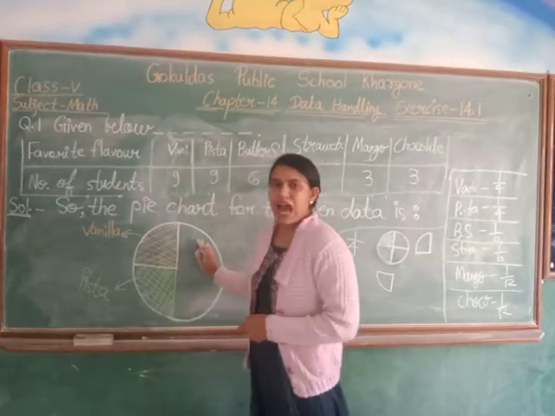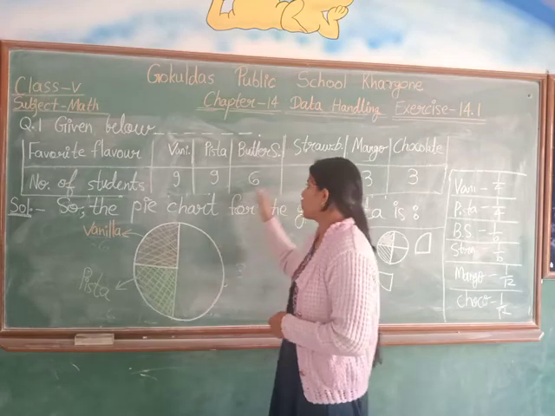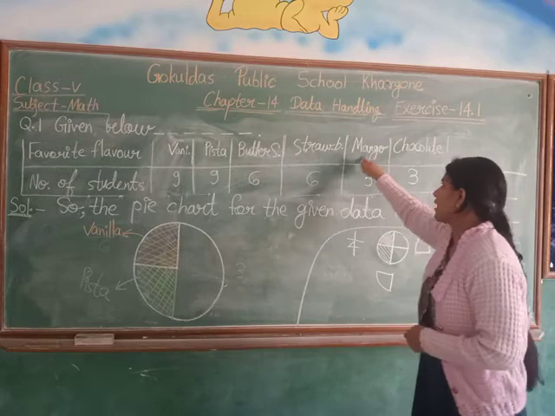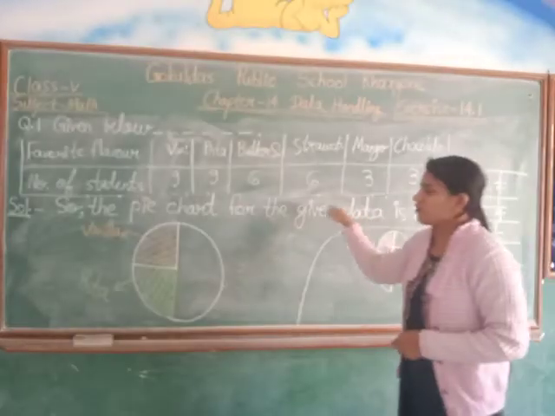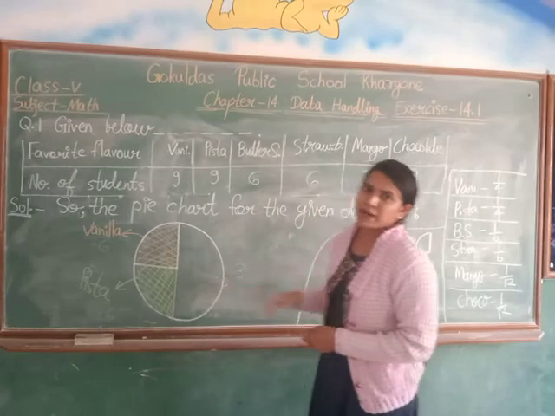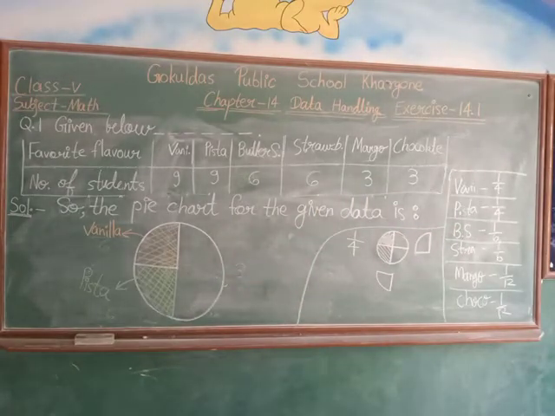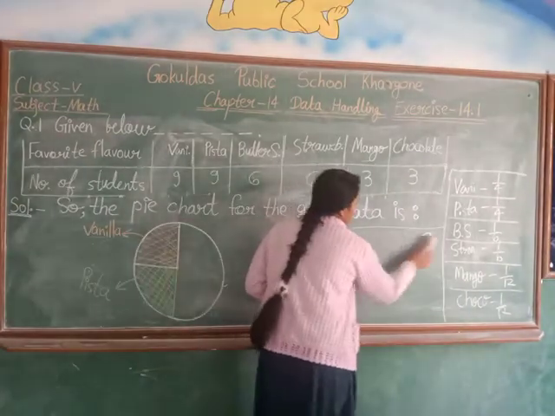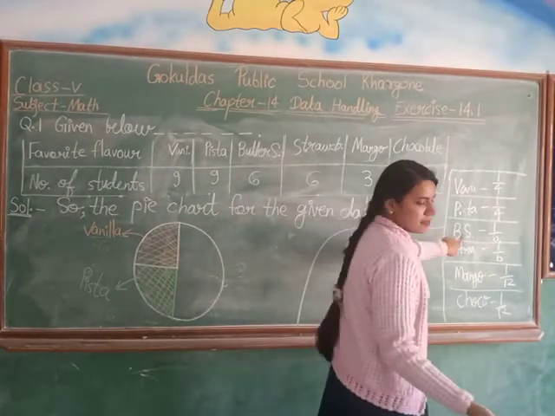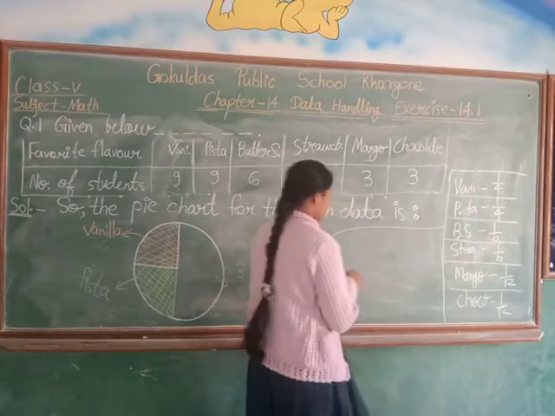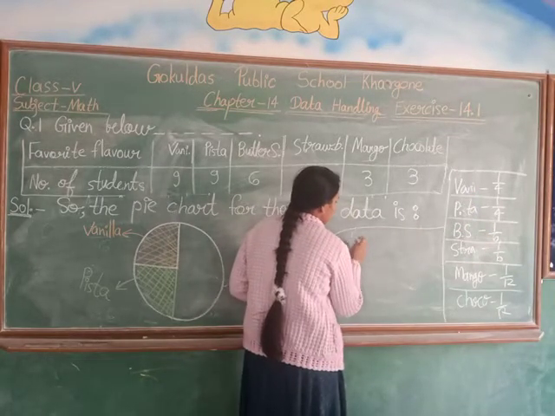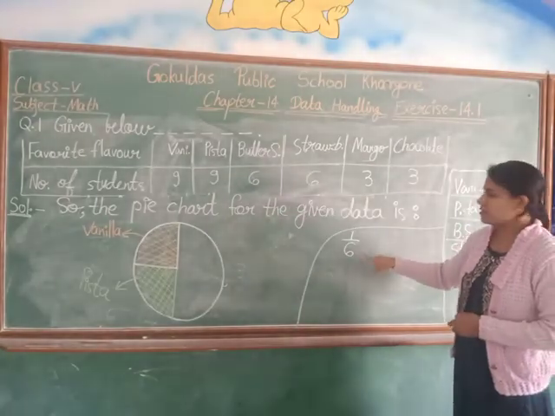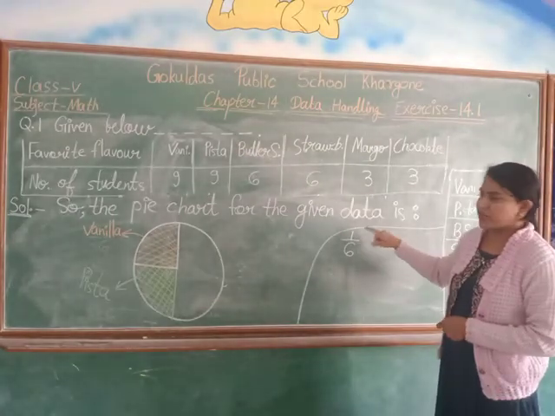Now we are left with the half circle. On this half circle, we will show the remaining flavors: butterscotch, strawberry, mango, and chocolate. All these 4 flavors we will show on this half part of the circle. So see here in the rough one, for butterscotch, what is the fraction? 1 upon 6. What does this 1 upon 6 mean?